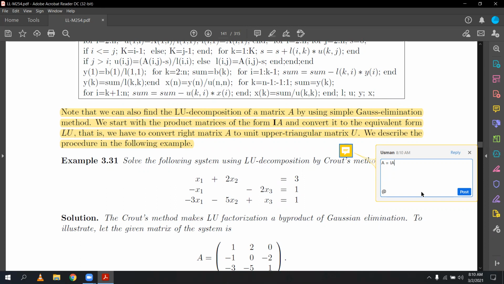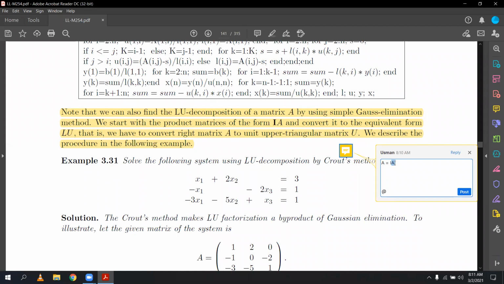Now, what is your job? Your job now is to do all your process, all the operations, on A, and convert your A into the unit upper.